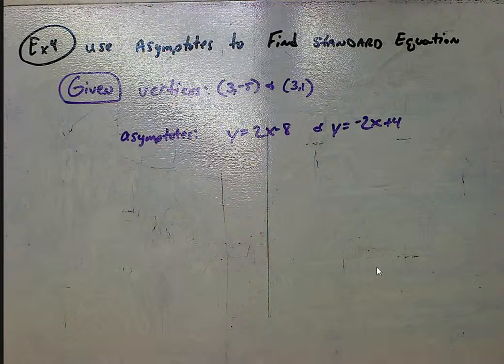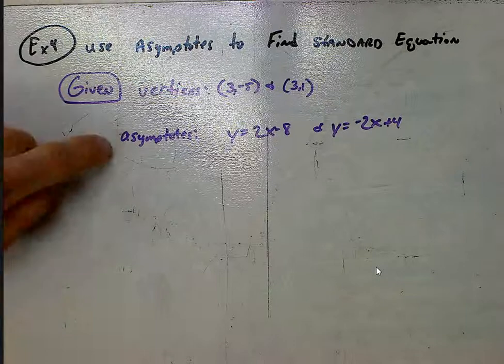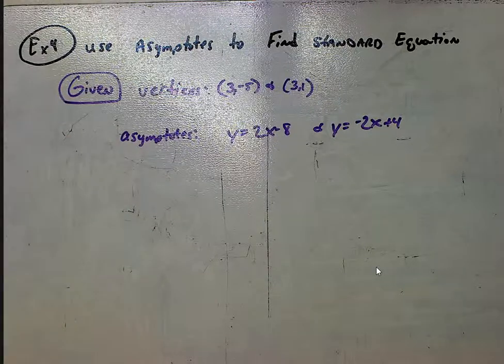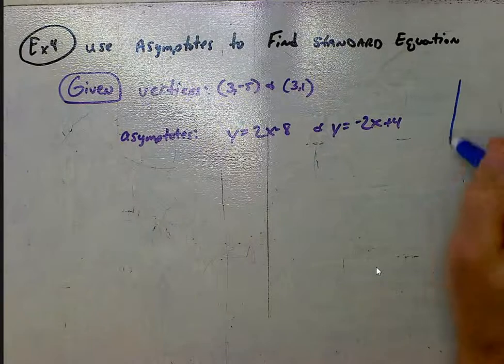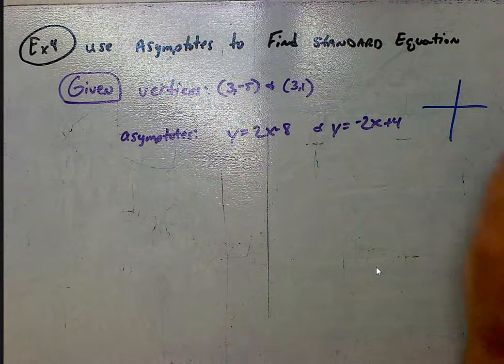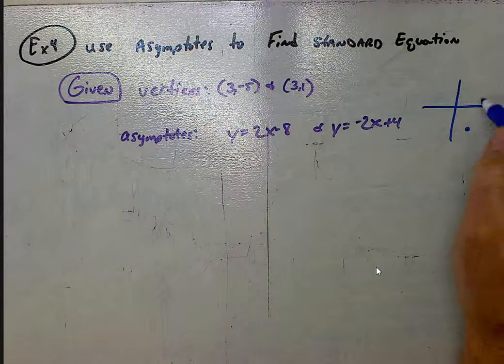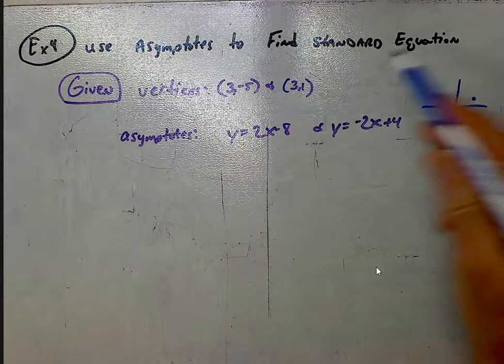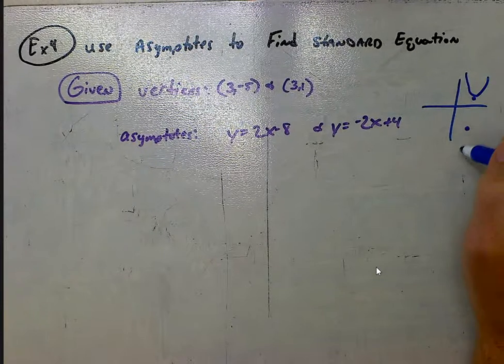For example 4, we're going to use the given information, the vertices and the asymptotes, to help us write the equation in standard form. First thing I'd probably do here is go ahead and give a quick little sketch. 3, -5 is about there, 3, 1 is about there, and since those are the vertices, we know that the hyperbola is going to open like this.